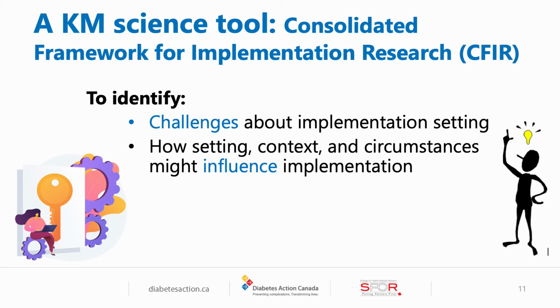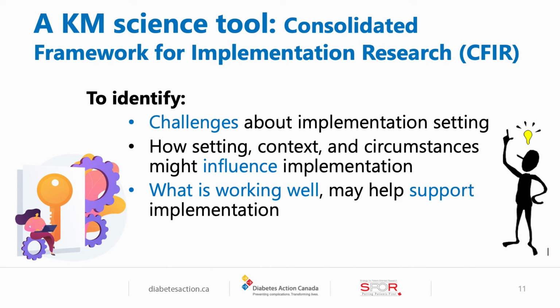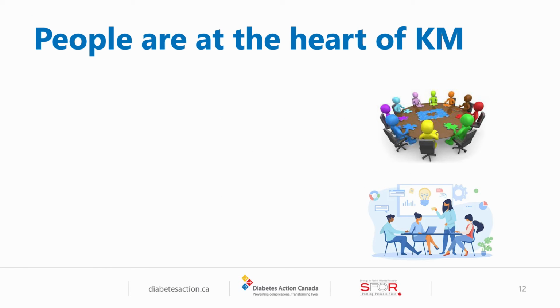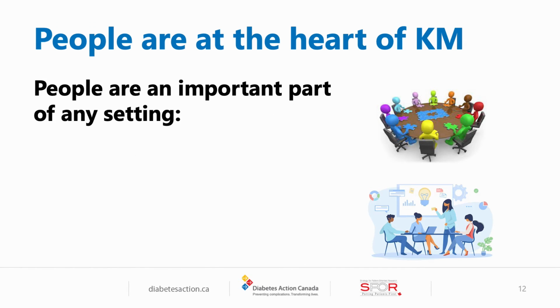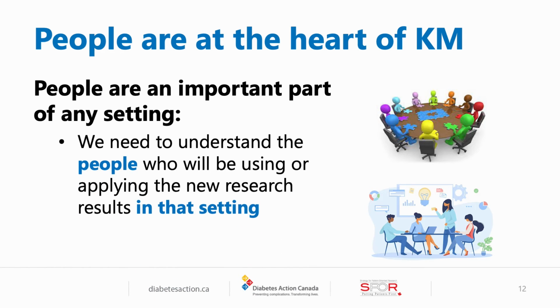Similarly, if we can identify the things that are working well and that may help support the implementation, then we can make sure to keep doing them to enhance and improve our implementation efforts to successfully move the research results into that setting. In addition, as we know, people are at the heart of knowledge mobilization and are an important part of any setting. So we need to understand not only the setting, context, and circumstances, but also the people who will be using or applying the new research results in that setting.